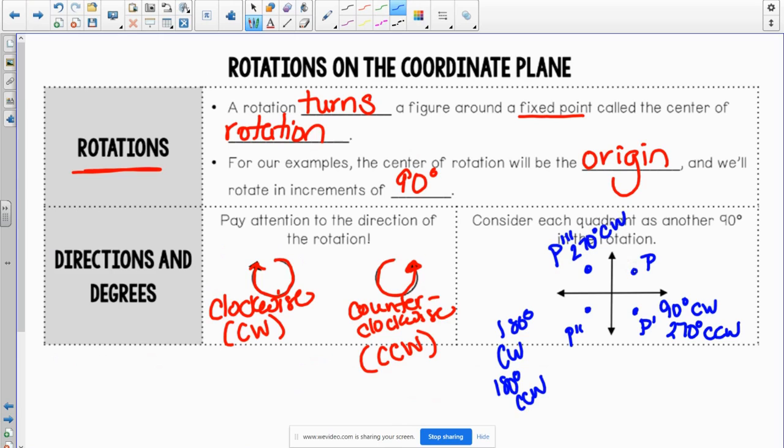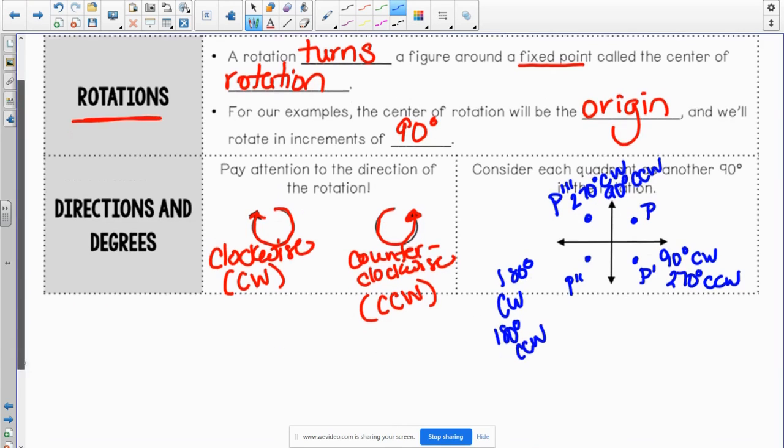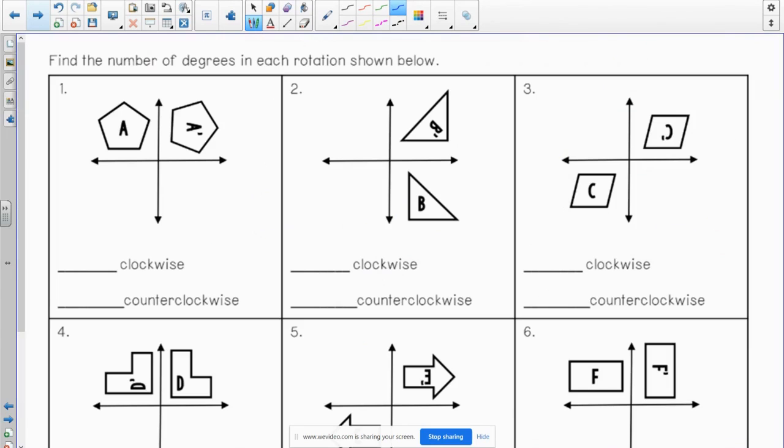But if we just go from P, so quadrant 1 over to quadrant 2, that's 90 degrees counterclockwise. So notice 180 is the same no matter if you go clockwise or counterclockwise. If you go clockwise 90, that's the same thing as 270 degrees counterclockwise. And then up here, if we go 90 degrees counterclockwise, we go 270 degrees counterclockwise. So we're going to practice looking at those.